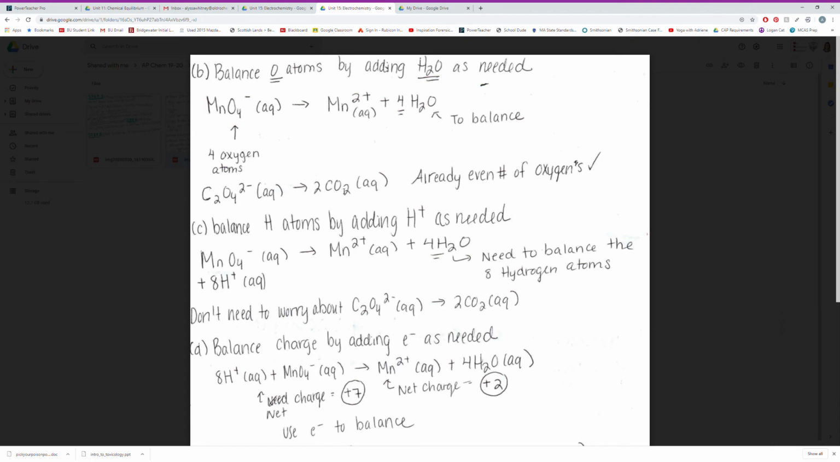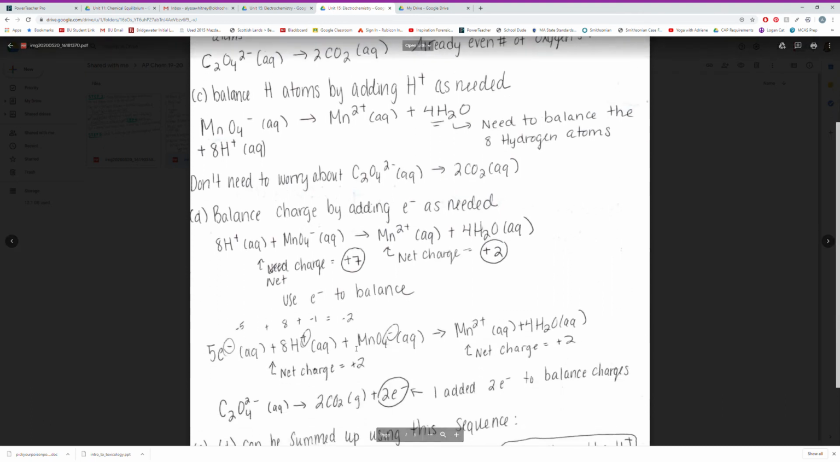Step 2C is to balance hydrogen atoms by adding an H plus as needed. So we just added a water in over here, and probably the glaring thing that you've noticed is, sure, I balanced the oxygens, but I just added 8 hydrogens that I don't have balanced over here. And so to resolve that, I'm going to add 8 H+ ions to this side of the equation. So now I have 4 oxygens, 8 hydrogens, 8 hydrogens. And this guy we don't need to worry about because oxygens are already balanced. I didn't add any waters. I don't have any hydrogens on either side, so we're not going to worry about him.